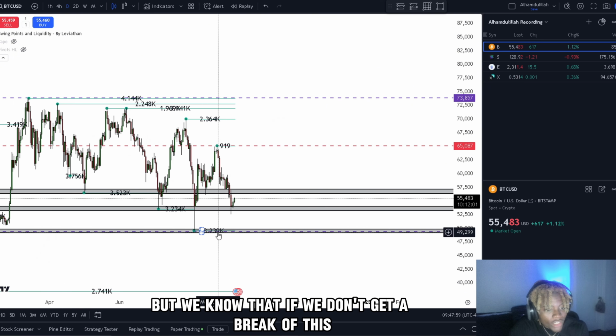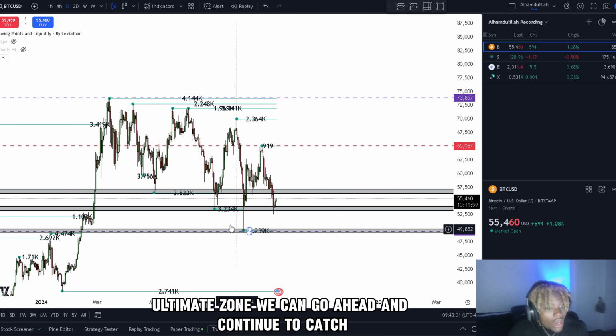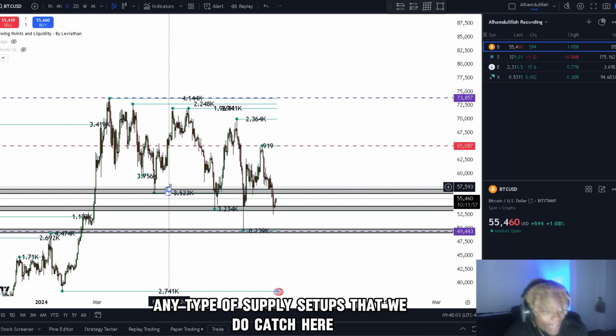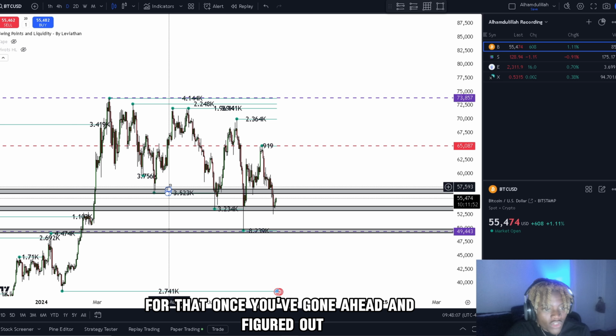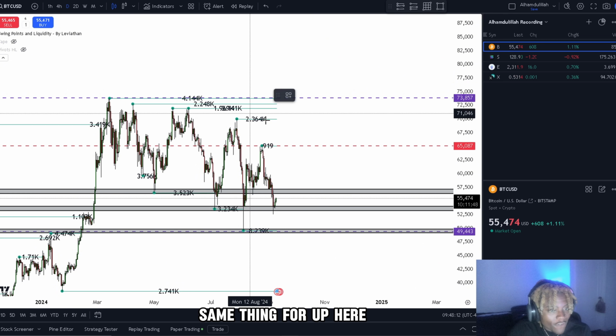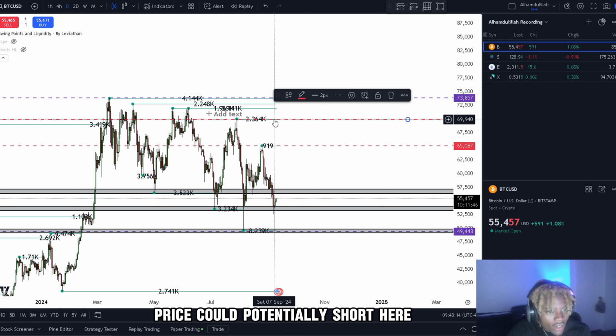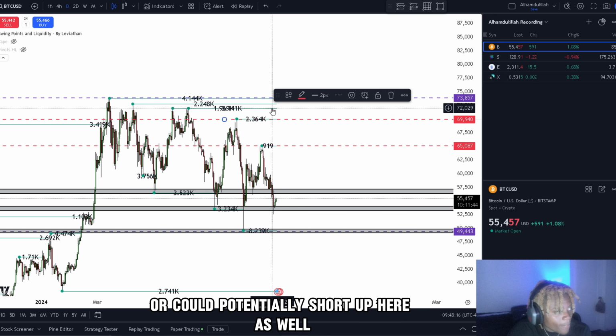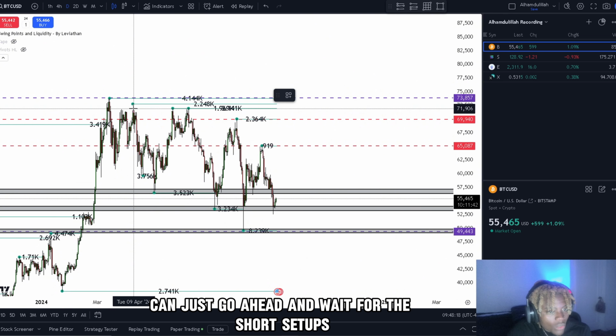But if we don't get a break of this ultimate zone, we can continue to catch any supply setups that we do catch here. And you can catch the bottoms for that once you've figured out the range and the structure. Okay. Same thing for up here. Price could potentially short here, or up here as well. So you can just wait for the short setups.